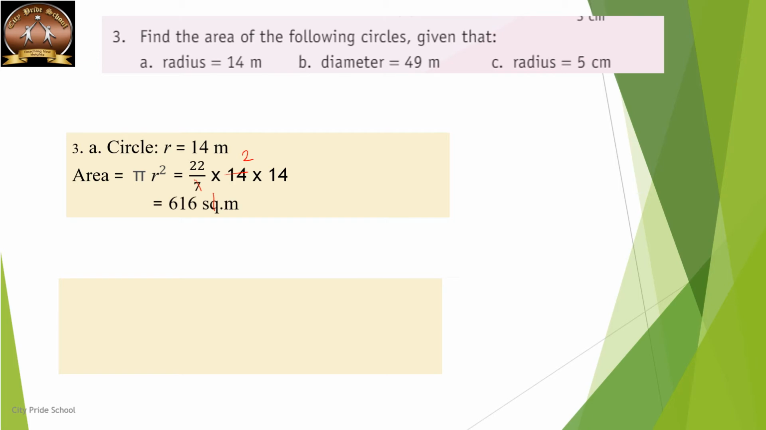Remember that the unit of area is square units, either square meter or square centimeter, because radius is 14 meters into 14 meters. So meter into meter is meter square over here.